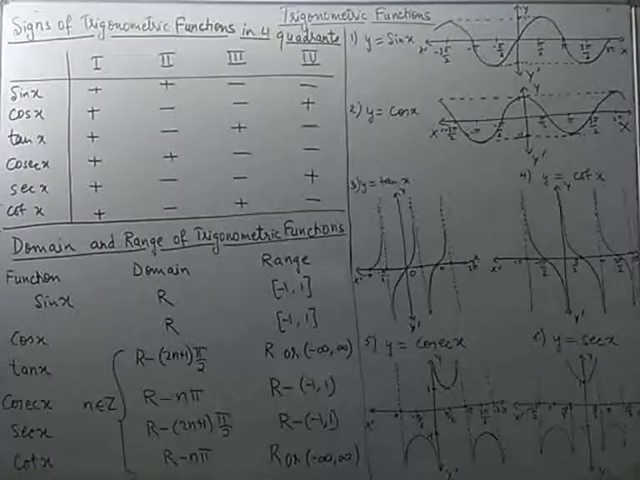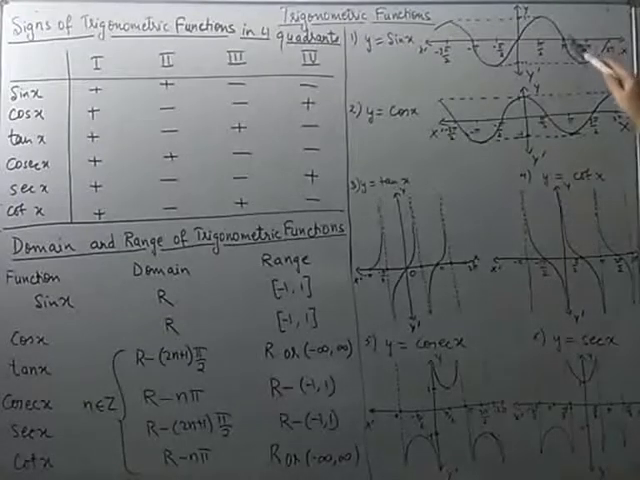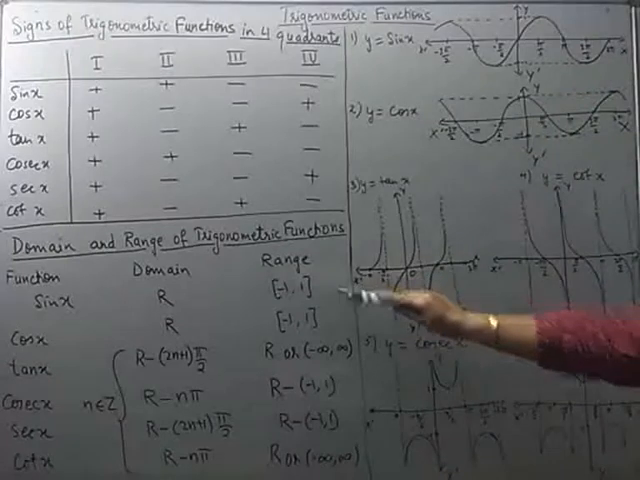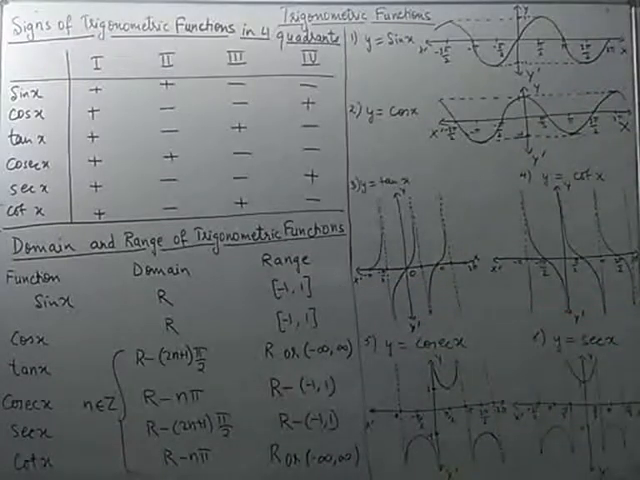So sin x has maximum value 1, its minimum value is minus 1, or it can be anything in between also. So the range is minus 1 to 1, closed interval minus 1 to 1.